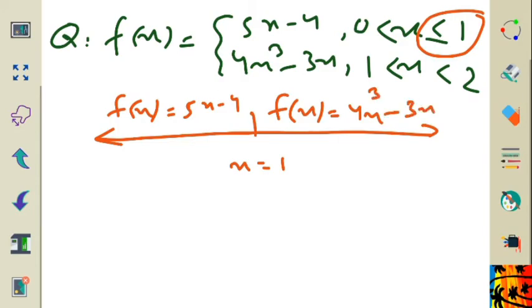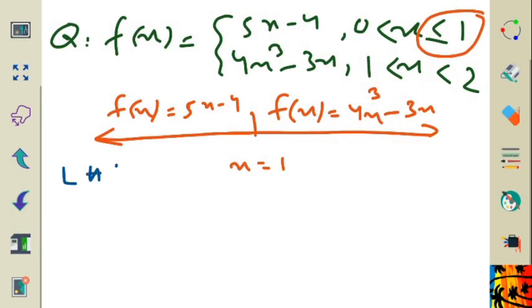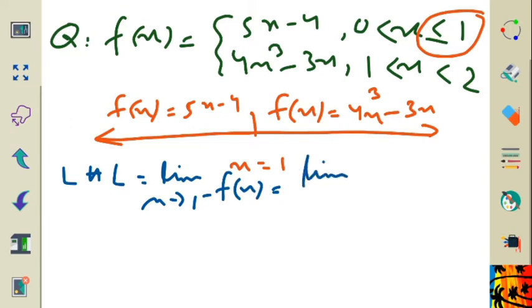Now let me find LHL first. Here LHL is written like this: limit x tends to 1 minus f(x). Then in the next step you remove plus or minus, so limit x tends to 1. Now in place of f(x) you choose that value of f(x) which is at the point 1 minus. At 1 minus I can clearly see this is the value of the function which is defined, so I will write it as 5x minus 4. Now if I put 1, 5 into 1 minus 4 will be equal to 1.